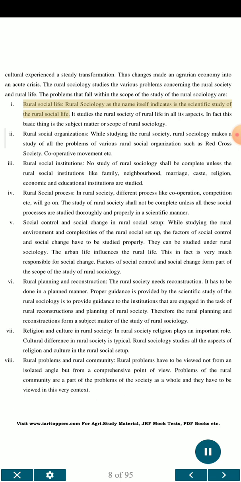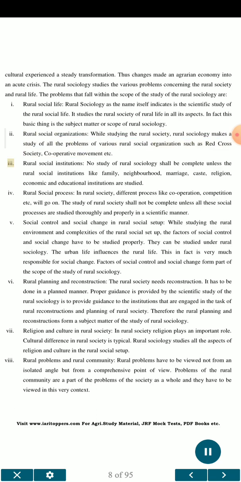Rural social life. Rural sociology, as the name itself indicates, is the scientific study of rural social life. It studies the rural society or rural life in all its aspects. In fact, this basic thing is the subject matter or scope of rural sociology. 2. Rural social organizations. While studying the rural society, rural sociology makes a study of all the problems of various rural social organizations such as Red Cross Society, cooperative movement, etc.